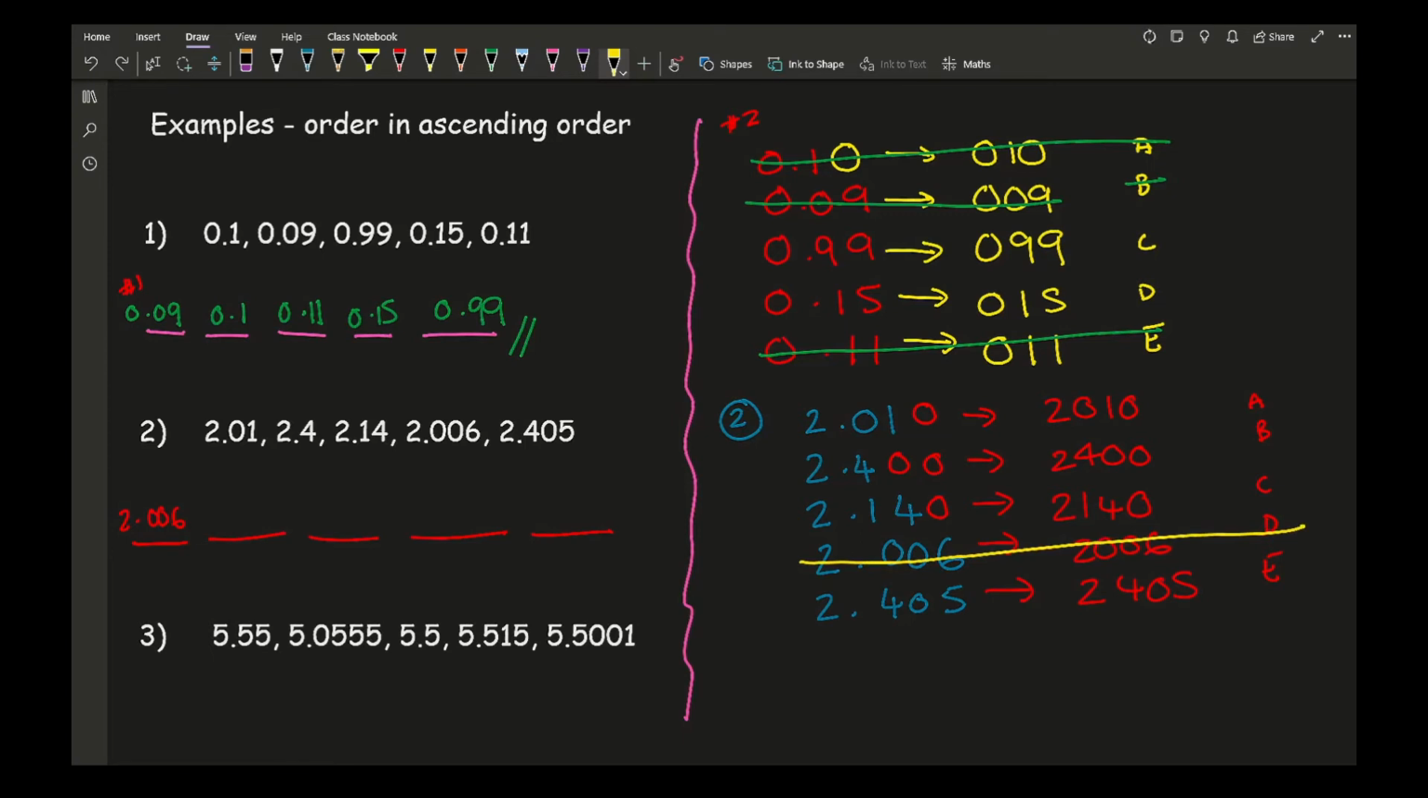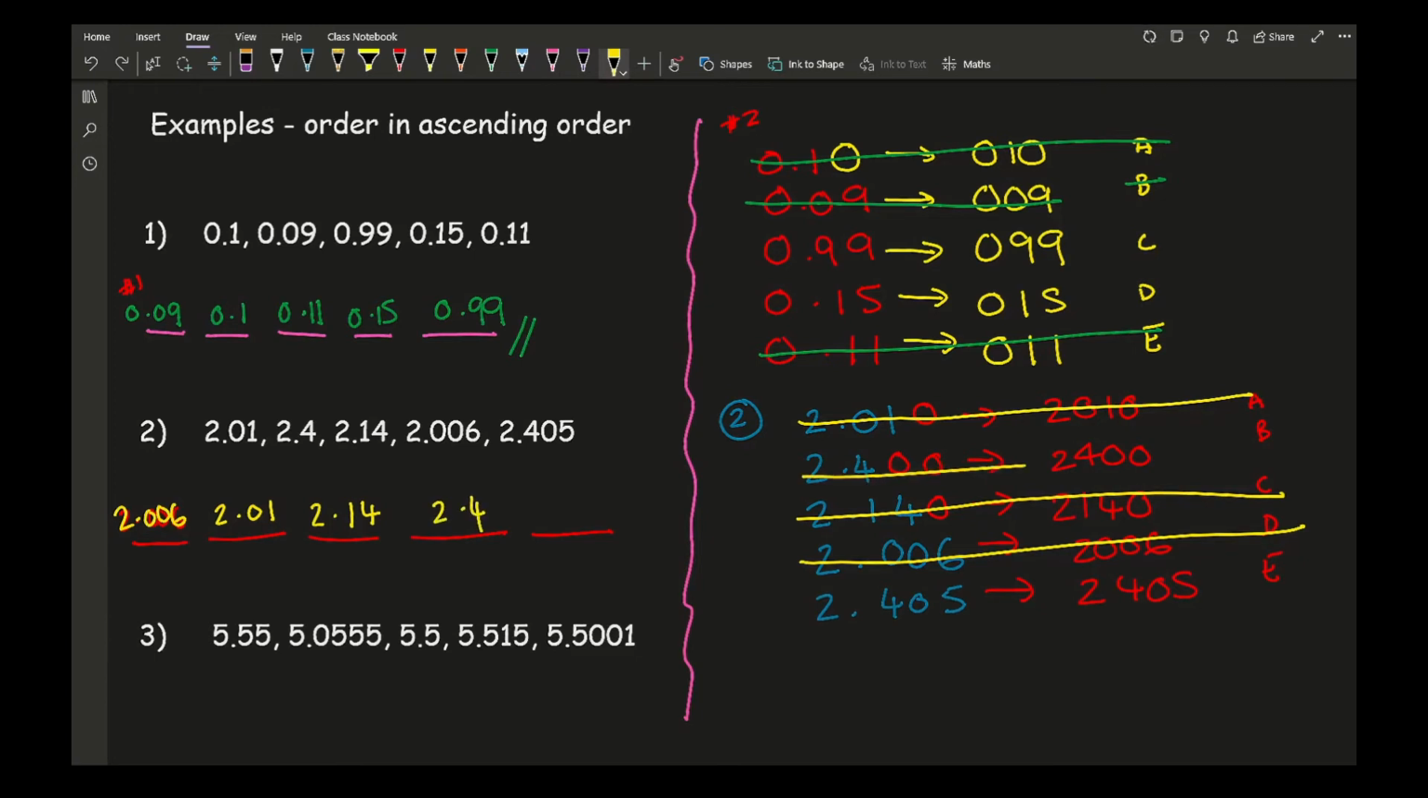Now, of the remaining numbers, I've got 2010, which is the next smallest, which is A. So I'm going to write 2.01. Let me just make that yellow too, and put a line through that. Out of the remaining numbers, I've got 2400, 2140 and 2405. So again, the next smallest is C, which the original number was 2.14. And put a line through that. And then out of the remaining two, there's not much difference between the two, but the next smallest is 2.4. And then the final number is 2.405. And there is my final answer.